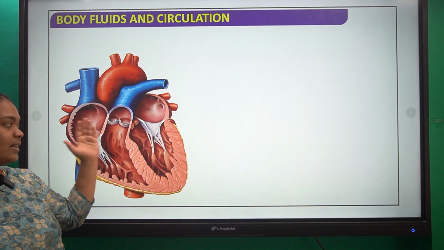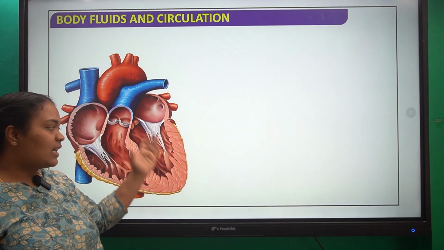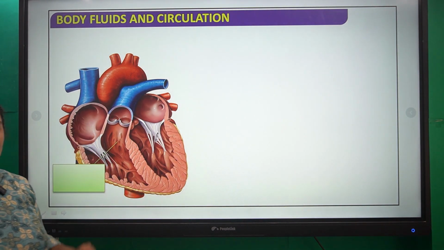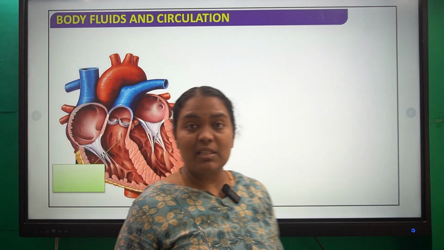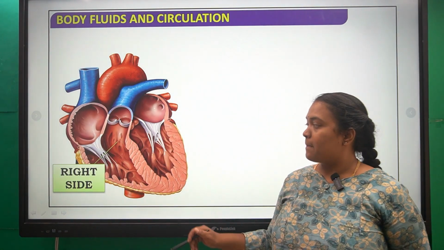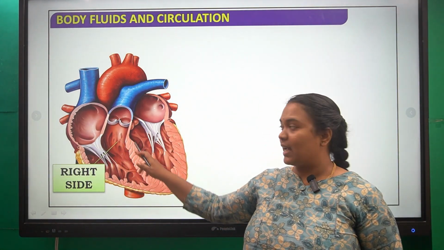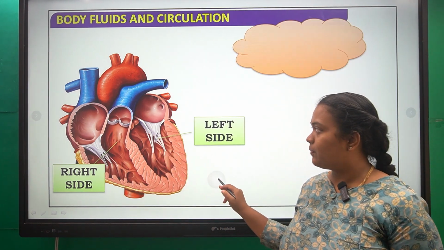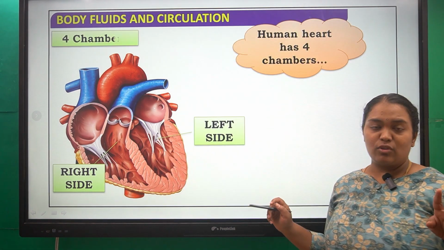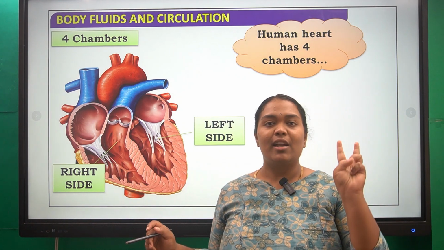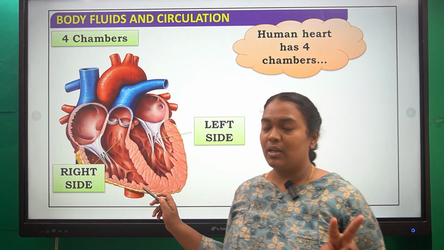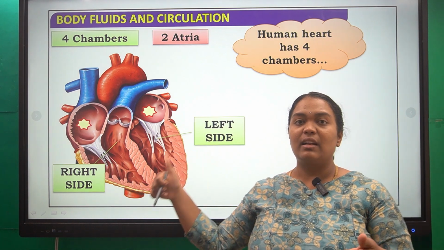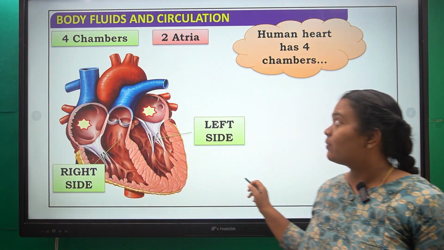And when you are sectioning the heart, cutting it into two equal halves, you can see it has different chambers or compartments inside it. So the right side is here, the right side of the heart. Then this is the left side of the heart. The human heart has four chambers. As I said, there are two atria and two ventricles in the human heart. One ventricle and one atrium on the right side, one ventricle and one atrium on the left side.